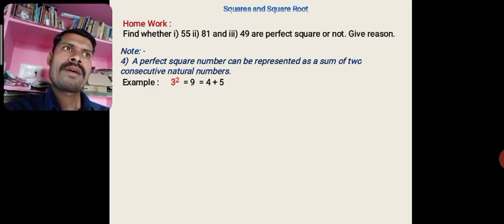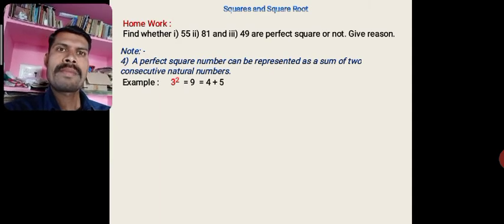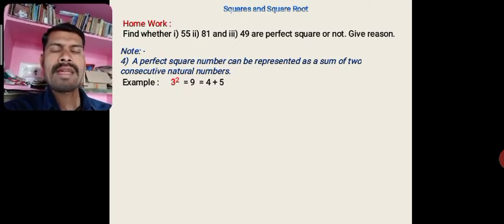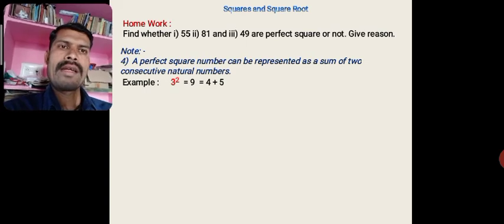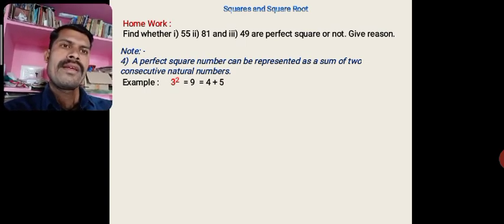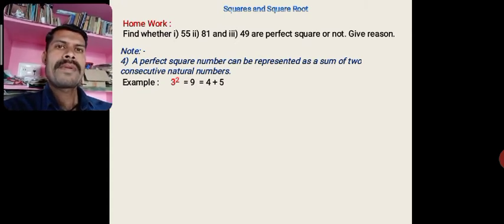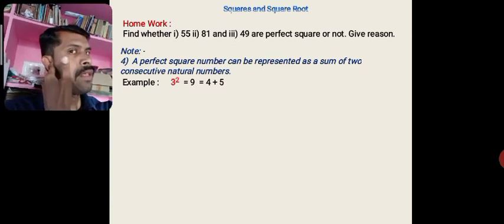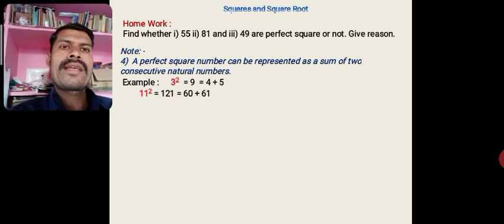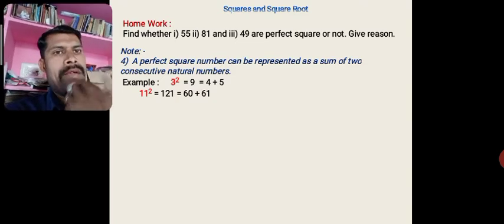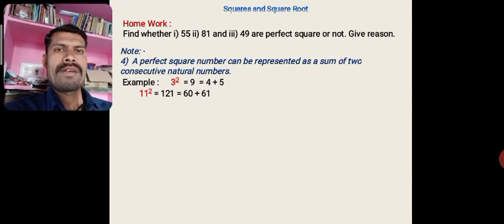4 is in the form of (n square minus 1) by 2. That is 3 square is 9, 9 minus 1 is 8, 8 by 2 is 4. Is it not? Now 5, how are you going to get? (n square plus 1) by 2. That is 3 square is 9, 9 plus 1 is 10, 10 by 2 is 5. Similarly, you see here 11 square. Just now we confirmed that 11 square is 121. So 121 can also be written as 60 plus 61.